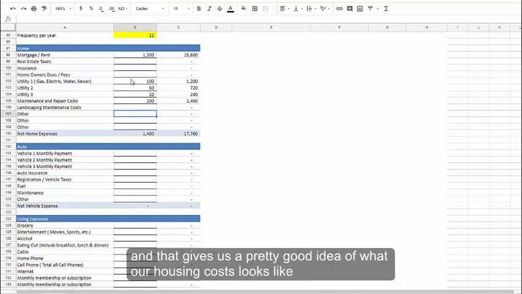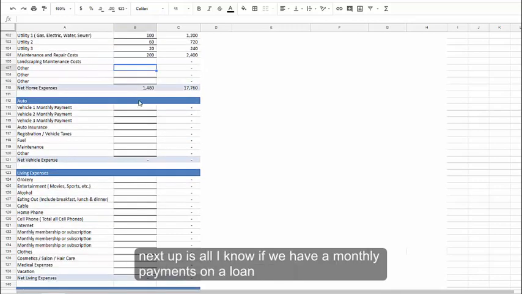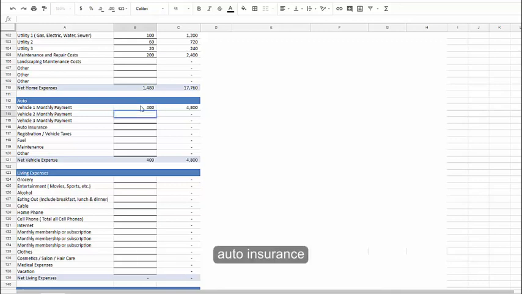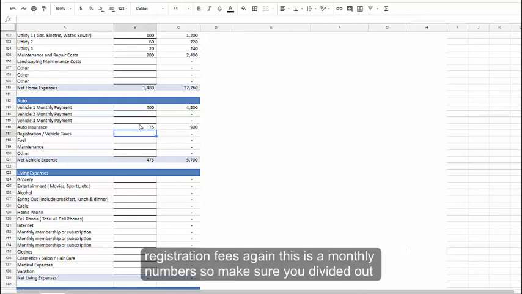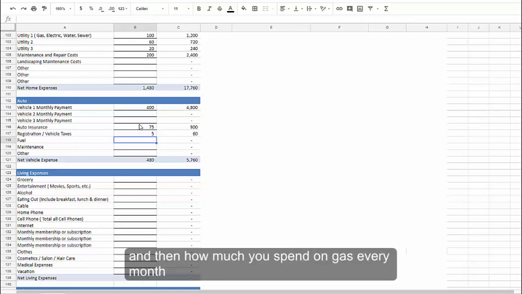And that gives us a pretty good idea of what our housing cost looks like. Next up is auto. If we have a monthly payment on a loan, auto insurance, registration fees. Again, this is a monthly number, so make sure you divide it out. And then how much you spend on gas every month.